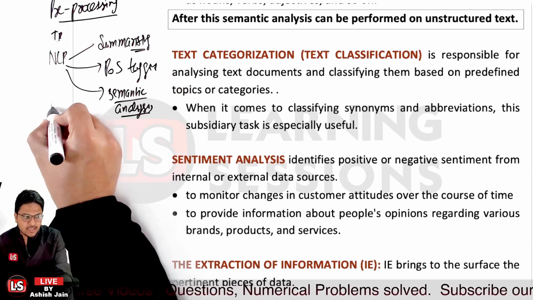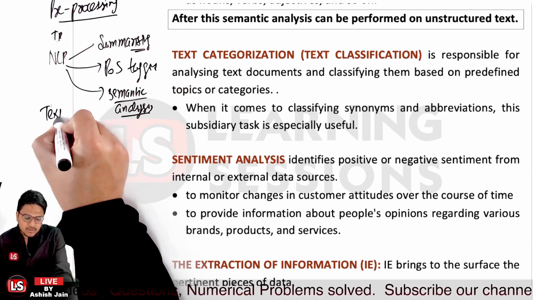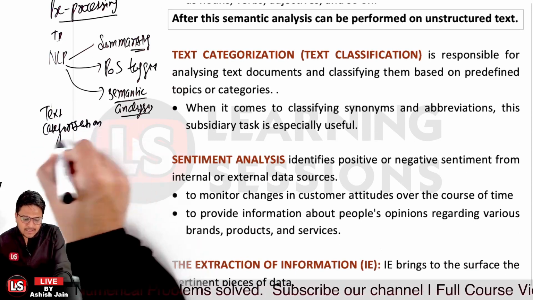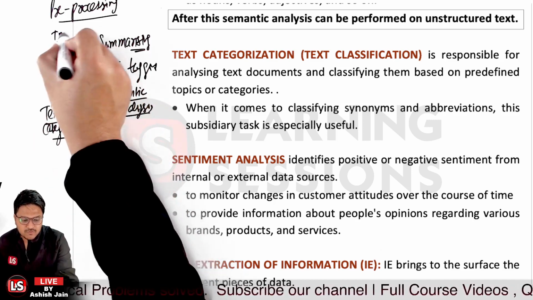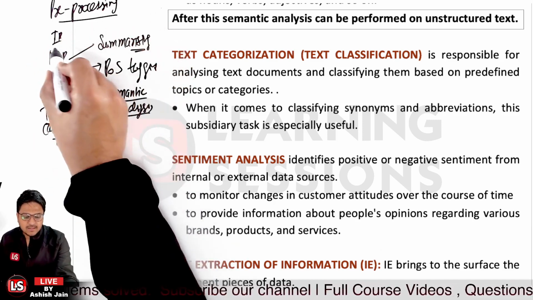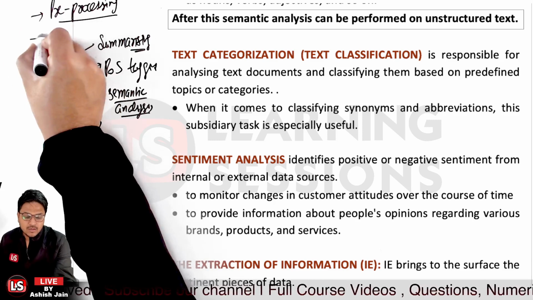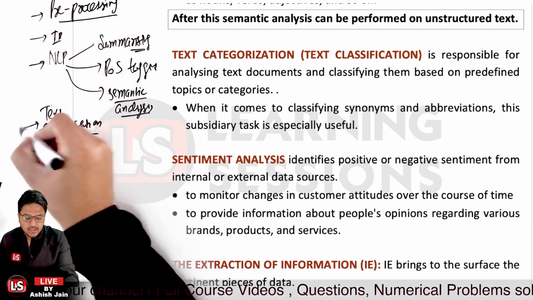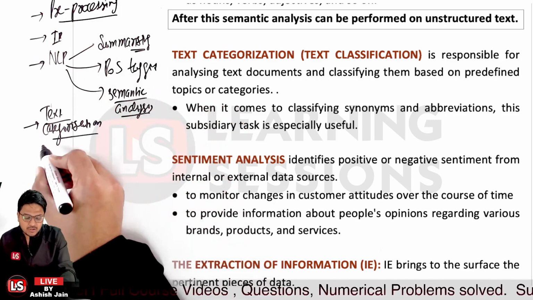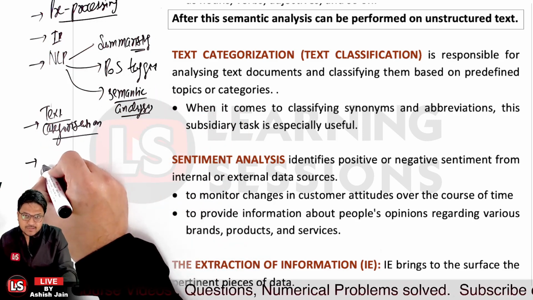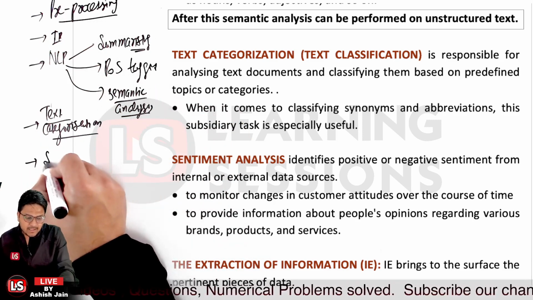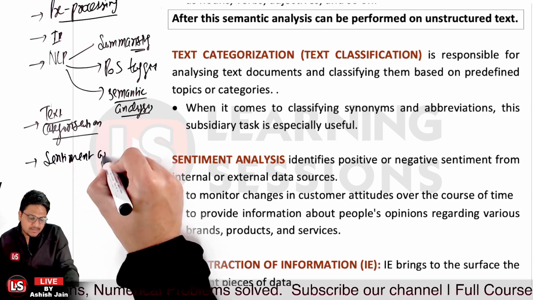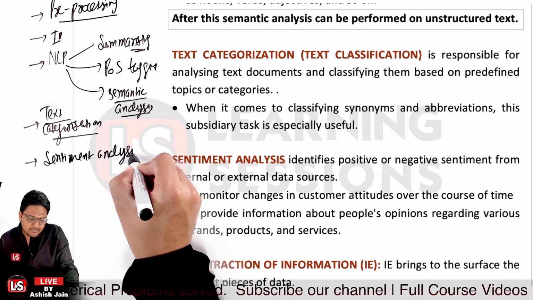So the fourth one was related to text categorization. That's the data mining techniques we are talking about. First, it was related to pre-processing. The second one was related to information retrieval. Third, it's related to natural language processing. Fourth, it's related to text categorization. And fifth, it was related to sentiment analysis. So we are having the sentiment analysis after the same.